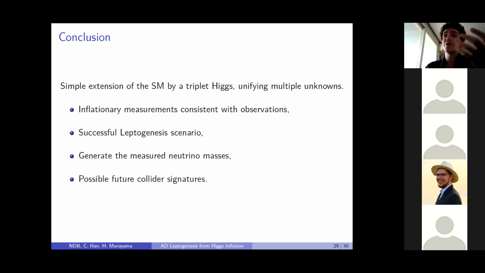And when we bring all those constraints together, we find that there's still a large region of parameter space, and it's a parameter space that could be probed at future colliders, which all seems very interesting and well motivated.